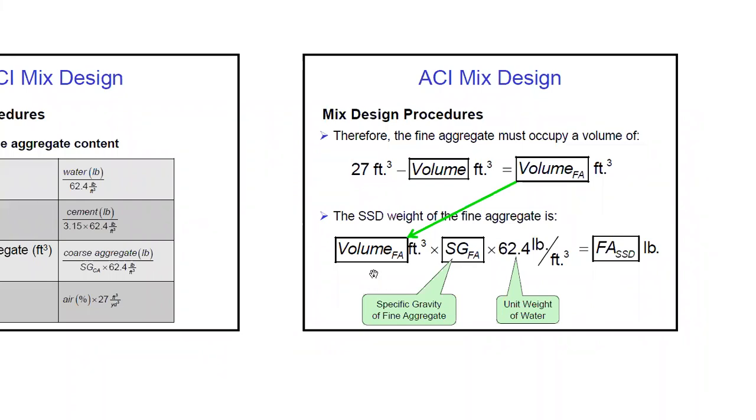Now multiply by the specific gravity of fine aggregate, multiply by the unit weight of water, which is equal to the fine aggregate weight in pounds, which is saturated surface dry.